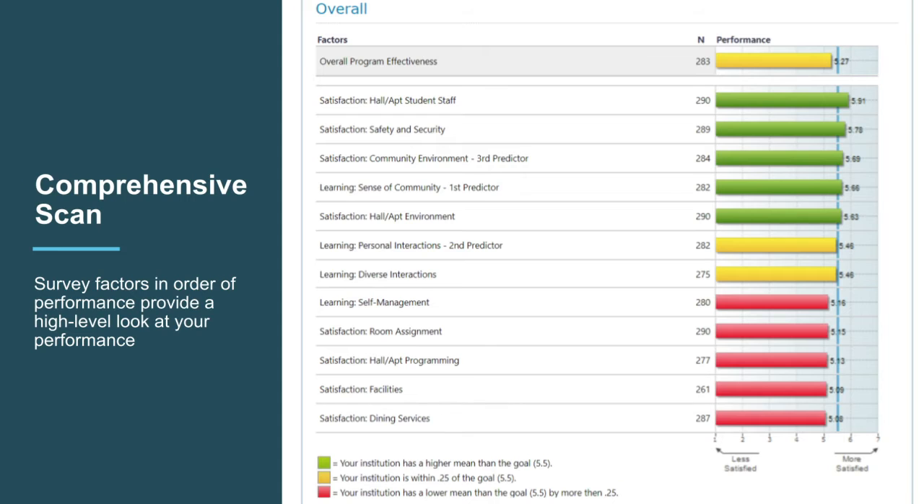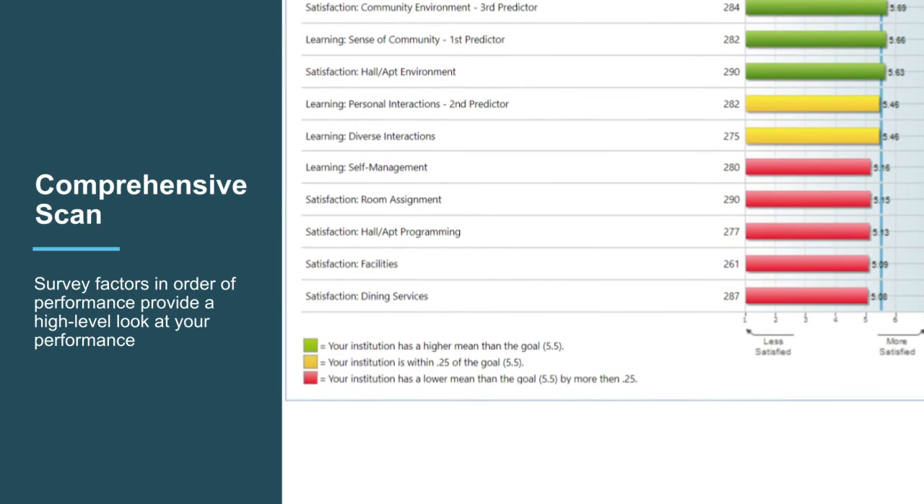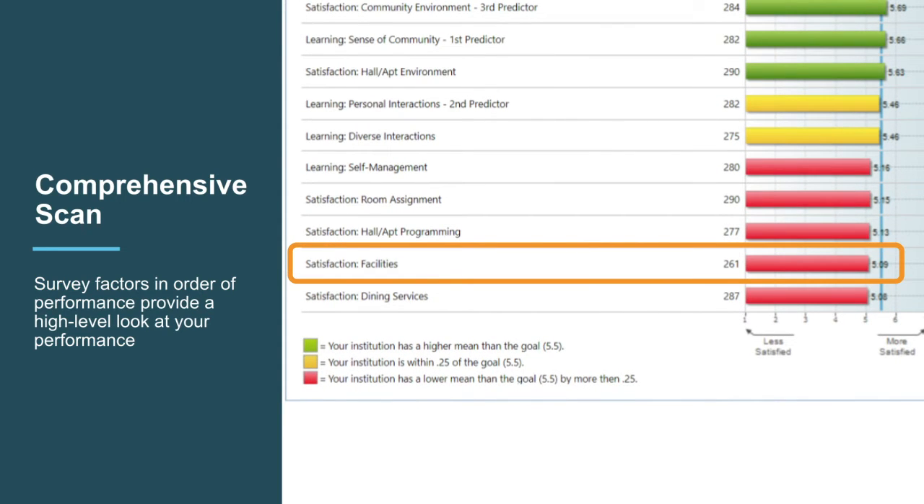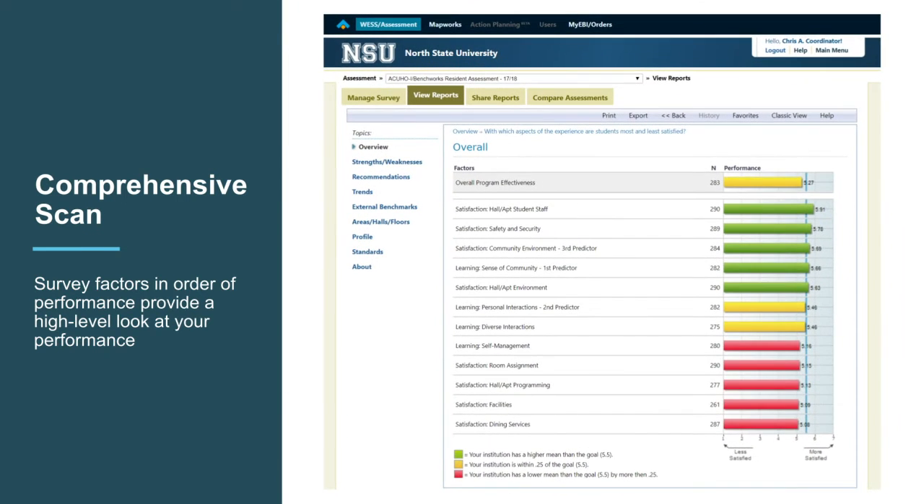As head of the department, you're likely thrilled to see that satisfaction with student staff is high. Safety and security is also good. Community environment, sense of community, etc. all make you happy. You might want to dig into those later, but your attention likely goes to the bottom of the list. Facilities may be one that catches your attention. Remember, I mentioned that this scenario was based on a real campus. The director told us that the campus had facilities that were older, so knowing that, you aren't surprised by a low score on facilities. But maybe digging further might help you understand if there are any opportunities to improve.